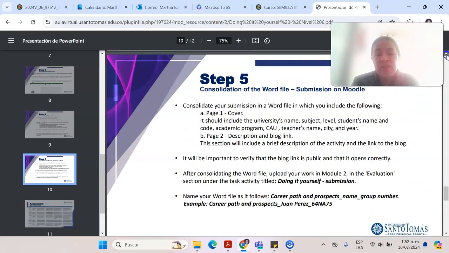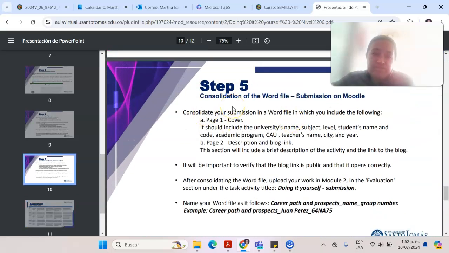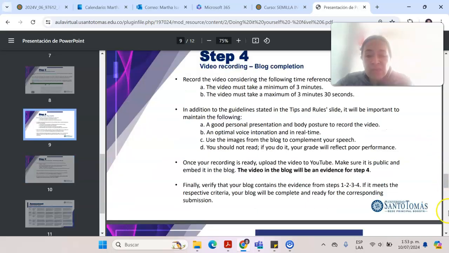In this final step you need to complete the personal and academic information and include the link to your blog. In your blog you are going to upload your video. Okay, those are the steps from your oral product.